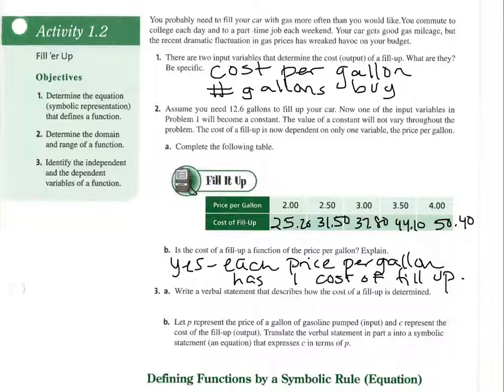Okay, so they want a verbal statement. A verbal statement, we're just talking about writing it out in words. Each time we would have a different price per gallon to find the cost of the fill-up. The cost is equal to the price per gallon multiplied by that 12.6, how much we get.